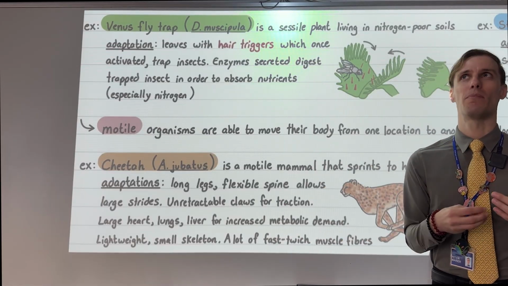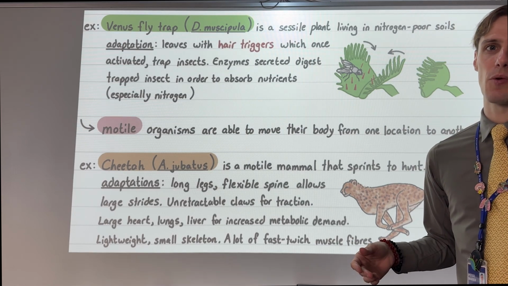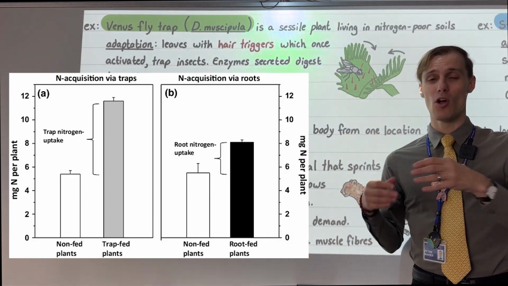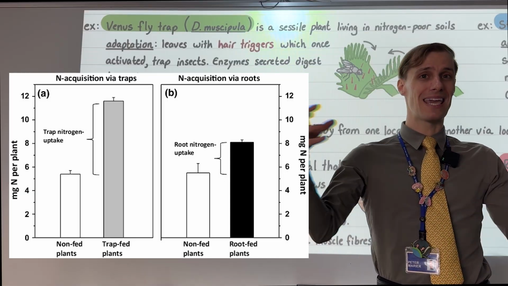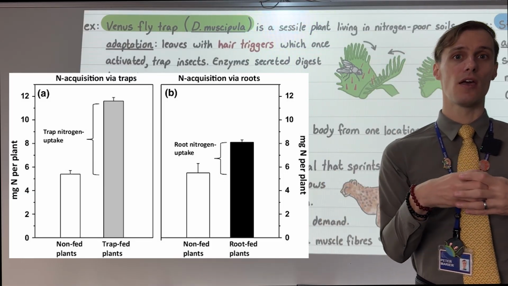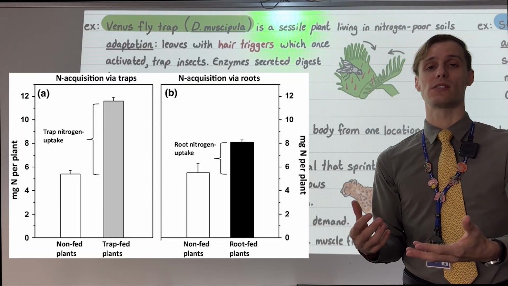So usually, if a plant is growing in an area with very poor nitrogen, it's not going to fare very well. So as an adaptation, what these plants are doing is they are supplementing that nitrogen by catching insects and using the proteins and nucleic acids that they're absorbing from the insects in order to supplement that.